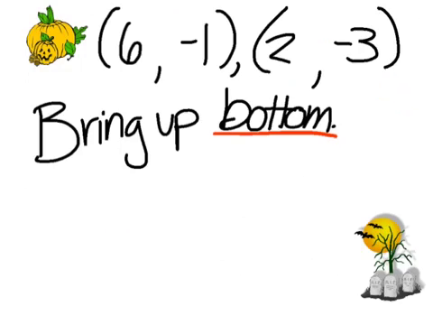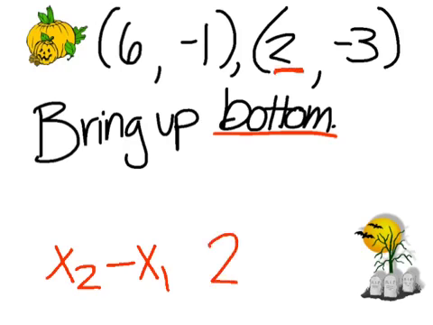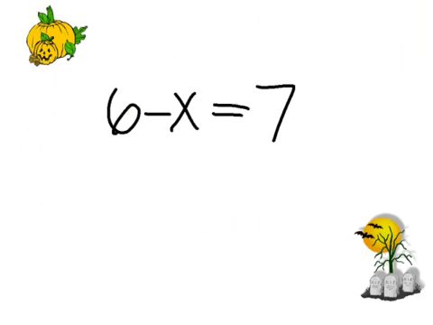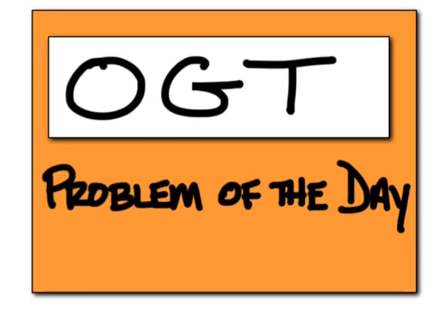Okay, practice problem number 4. What's the bottom of our formula look like? X2 minus x1. What is our x2 value? Our x2 value is 2 minus our x1. Answer should be 2 minus 6. Answer for the bonus problem should be -1.